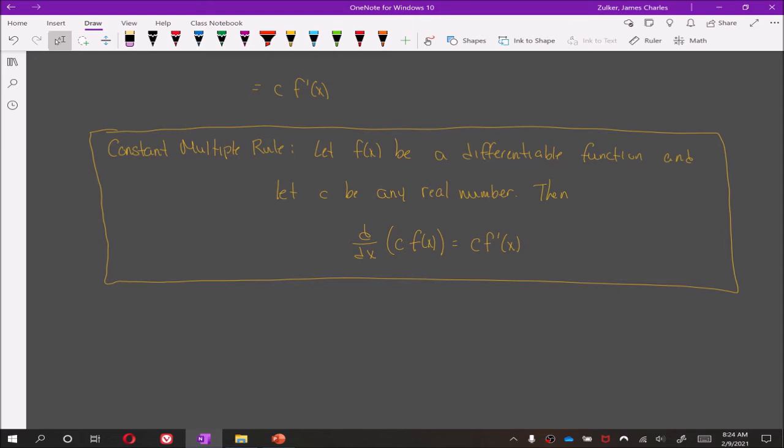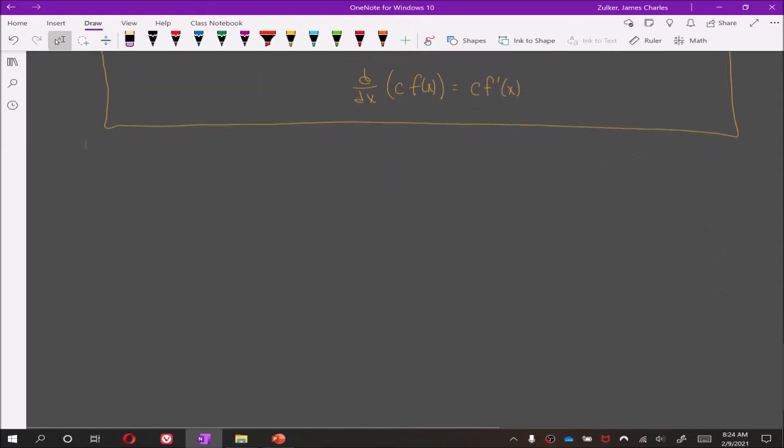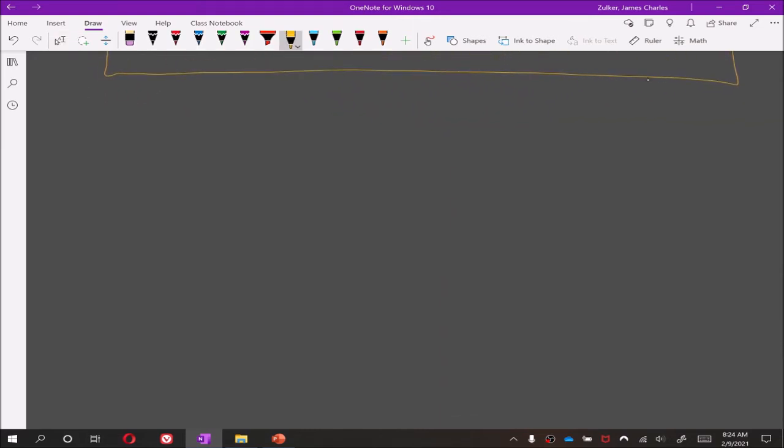The last type of function we're going to consider in this video is this function. Let's call it k of x, f of x plus or minus g of x. So we're going to look at the sum or difference of two functions where both f and g are differentiable. So we're looking at the sum or difference of differentiable functions.